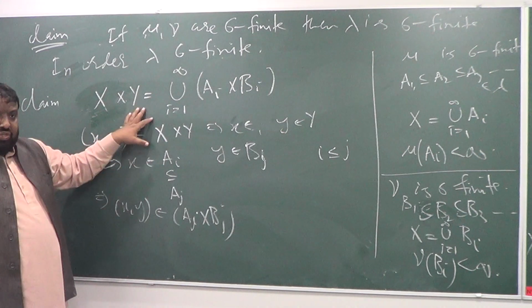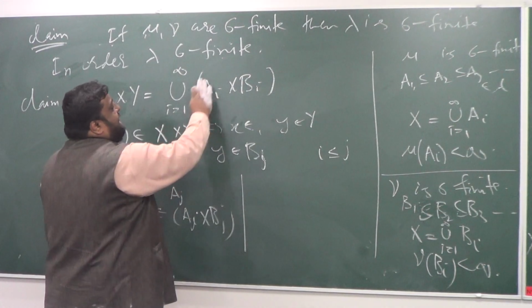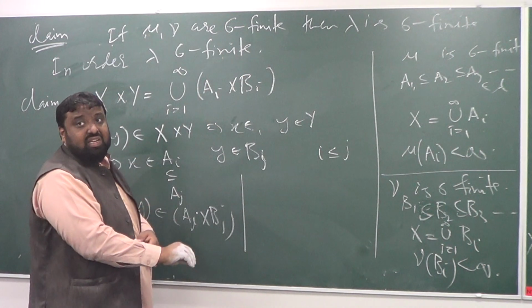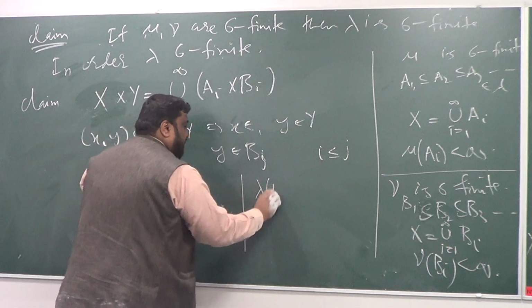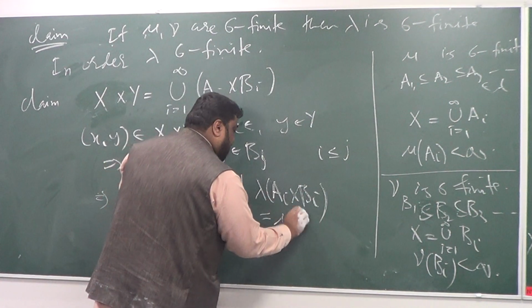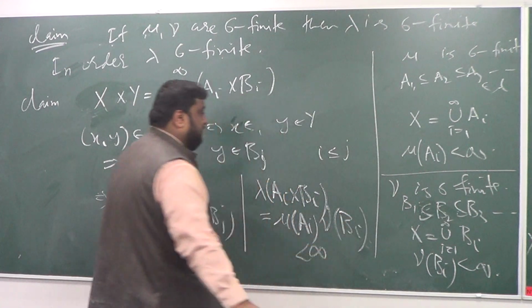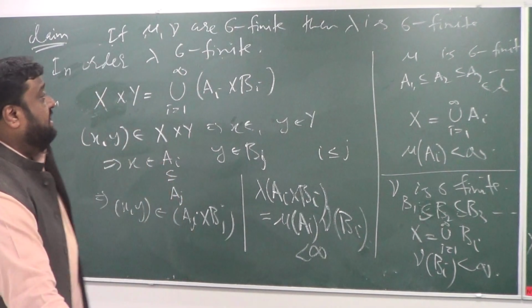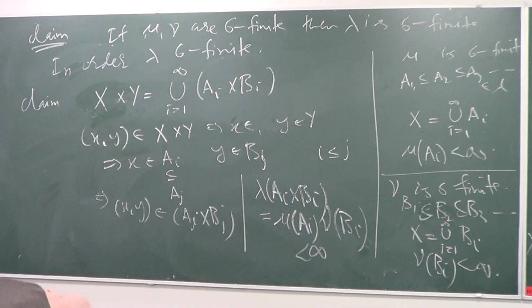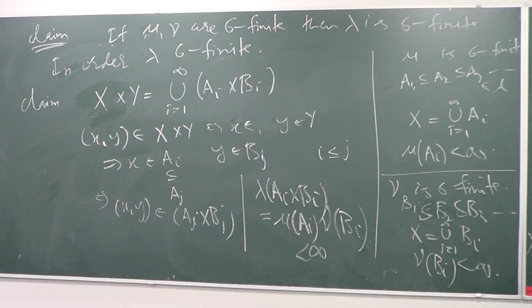Once you have this, you only need to show that lambda of these sets is finite. And this is of course finite because lambda of Ai cross Bi is equal to mu of Ai times nu of Bi, and both are finite, so this must be finite, and you are done with the theorem. So you are done with all the assumptions of the Caratheodory extension theorem, and as a result I would like to formulate the last meta theorem.